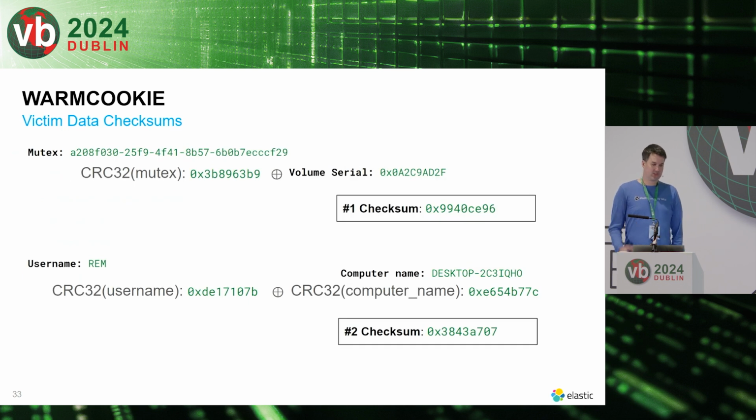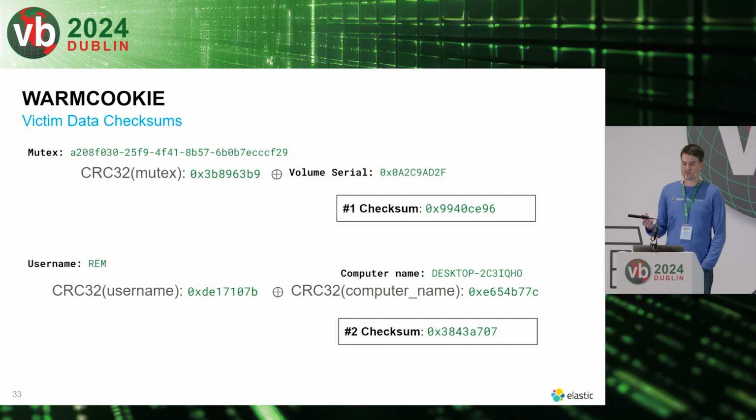And yeah, these are the 2 examples that they use from the victims' environments. They'll take the mutex and then XOR it with the volume serial number. That's one checksum that they grab. And then they'll take the CRC32 checksum of the username and XOR it with the CRC32 of the host name. So they're just trying to identify the victims as much as they can and make sure that they're unique.